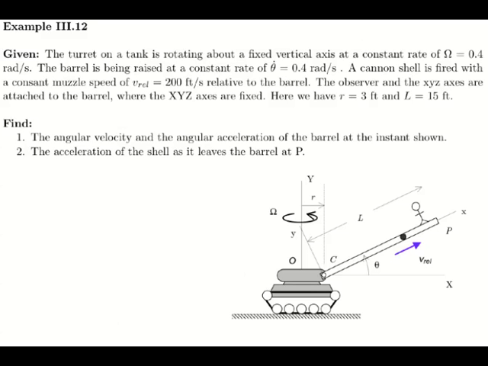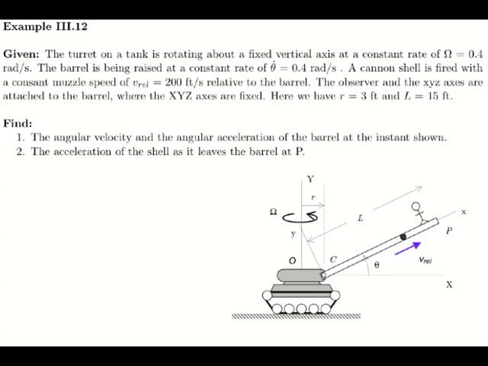In this example, we're looking at a tank. The turret on the tank is rotating about a fixed axis at a constant rate of 0.4 radians per second. The barrel is being raised at a constant rate of 0.4 radians per second. At the same time, a shell is being fired with a muzzle speed of 200 feet per second relative to the barrel.